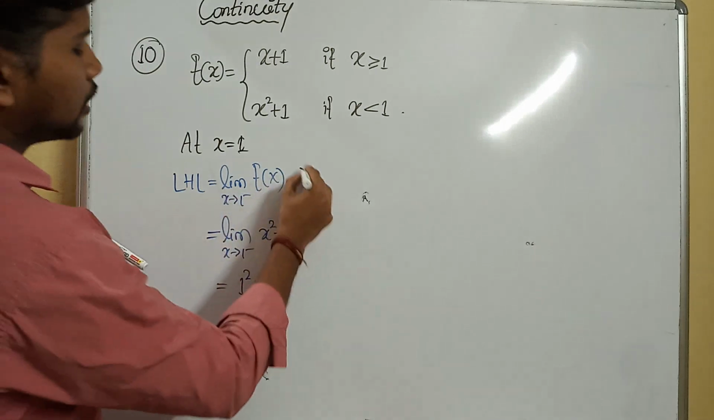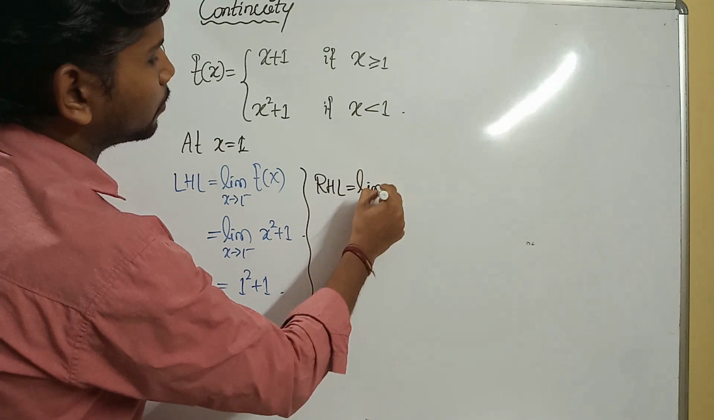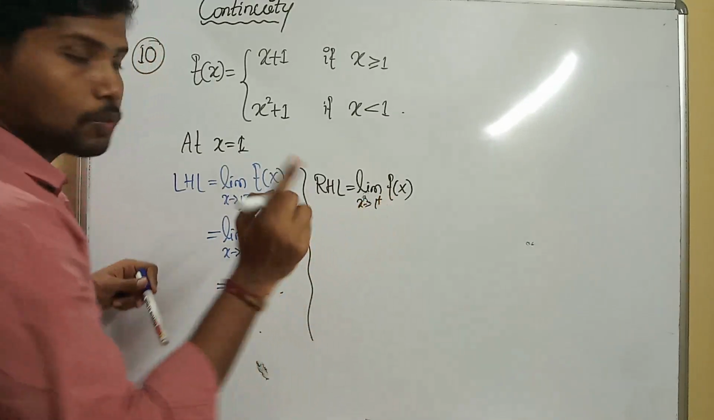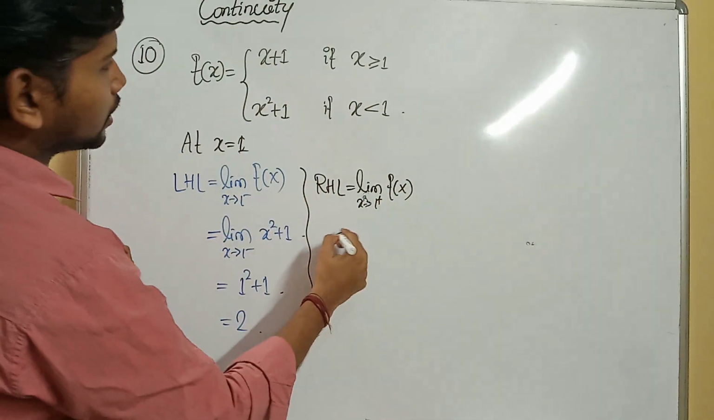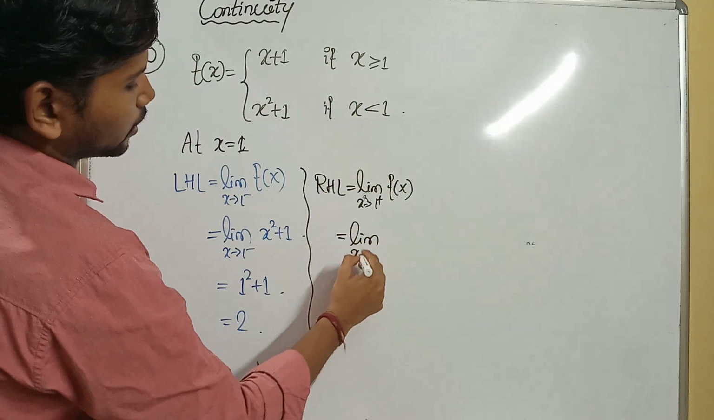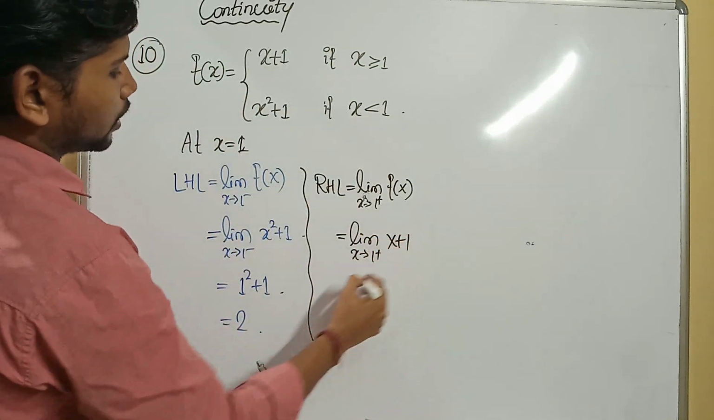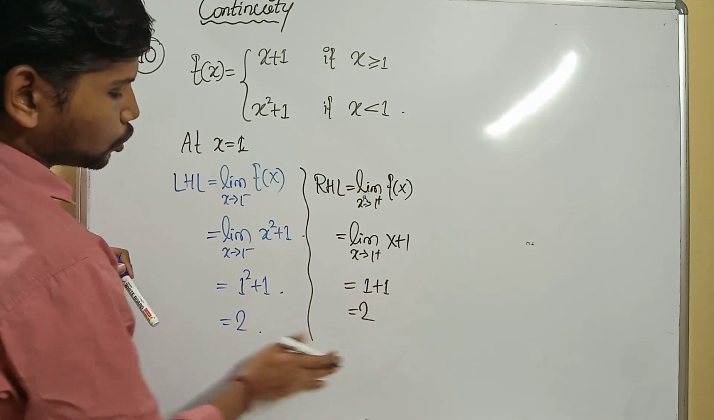Then, what about the next? I need to check RHL. What is RHL? Can you say? Limit of f of x as x tends to 1 plus. 1 plus means greater than 1. What is greater than 1? Greater than 1 is nothing but x plus 1 I need to take. x tends to 1 plus, I need to select x plus 1. x replaced by 1. What is 1 plus 1? 1 plus 1 value will be 2.